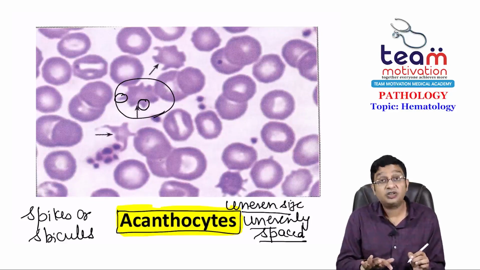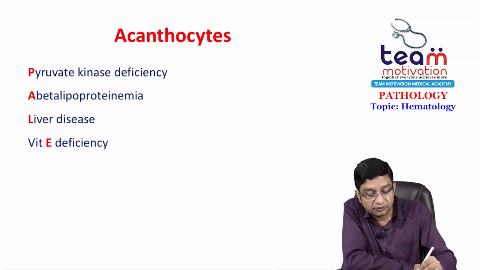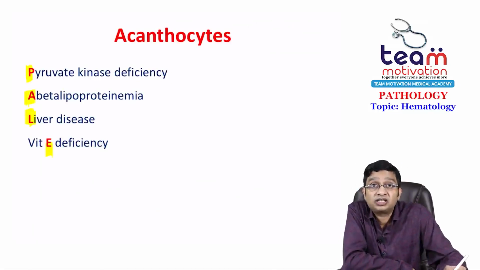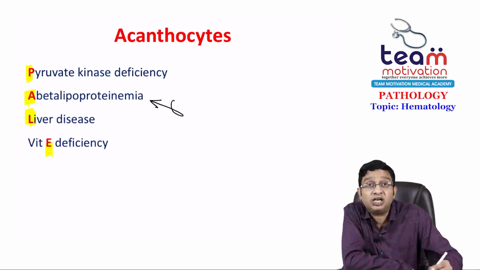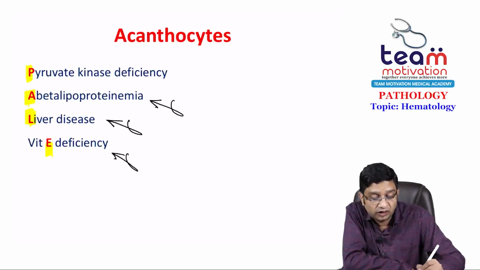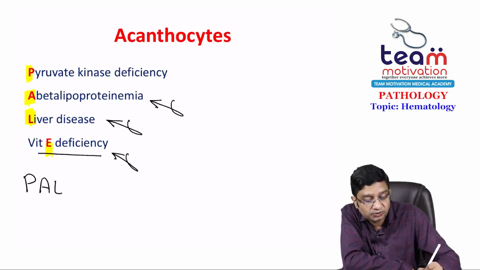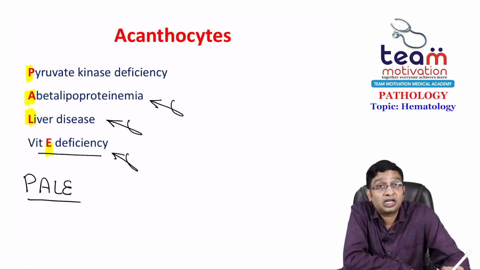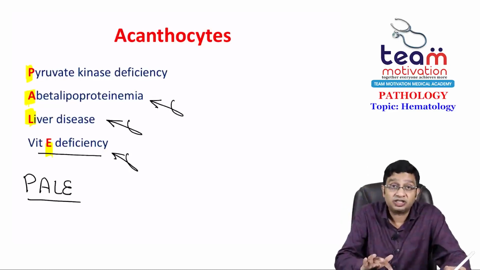Now where can they be seen? You can easily remember by the word PALE: P stands for pyruvate kinase deficiency, A stands for abetalipoproteinemia, L stands for liver disease, and E stands for vitamin E deficiency. So you can easily remember the four conditions by the word PALE: pyruvate kinase deficiency, abetalipoproteinemia, liver disease, and vitamin E deficiency.